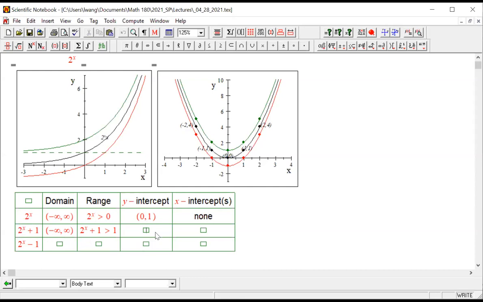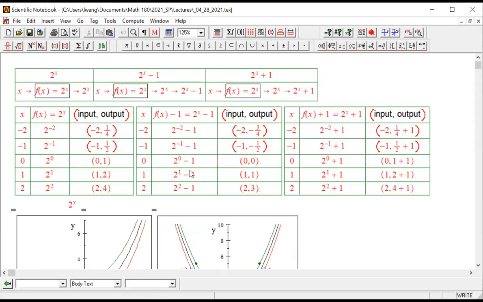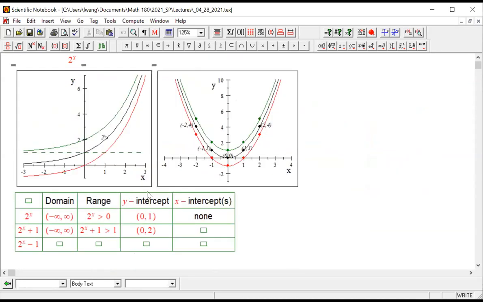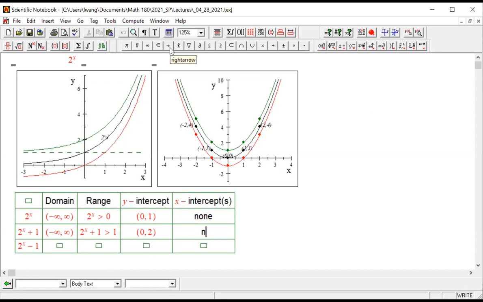Y-intercept. What is the Y-intercept? (0, 2). That's right. Excellent. (0, 2). We also saw this on the table, right? Right here. (0, 2). All right. Next, X-intercept. Still none, right? Okay.